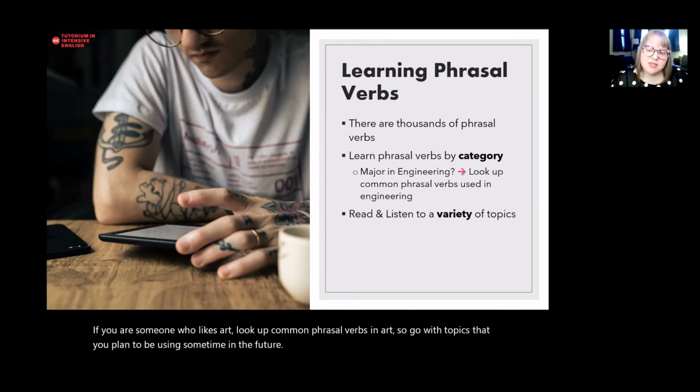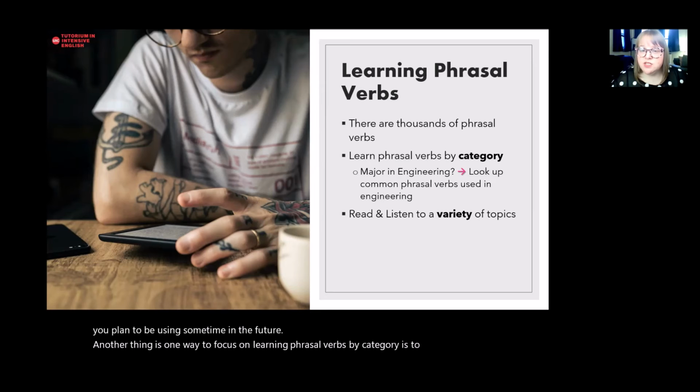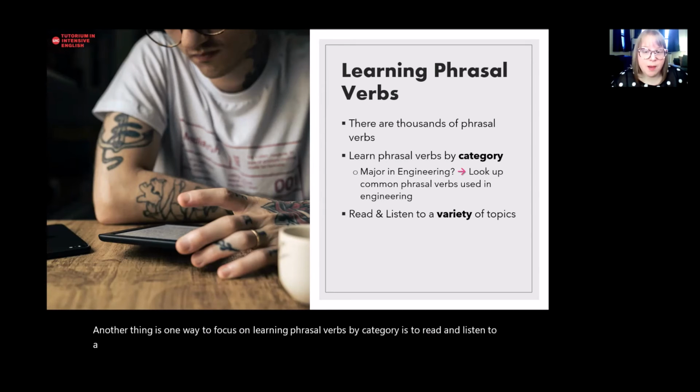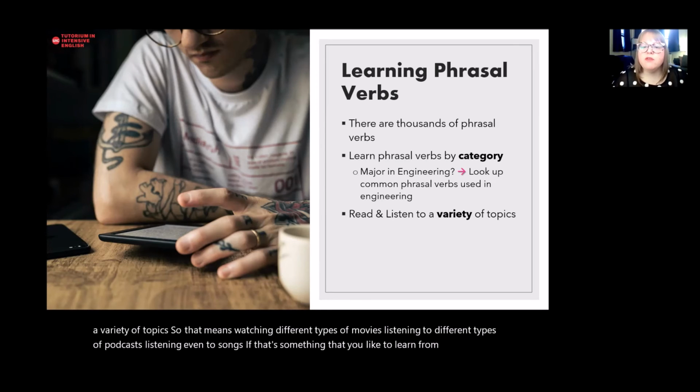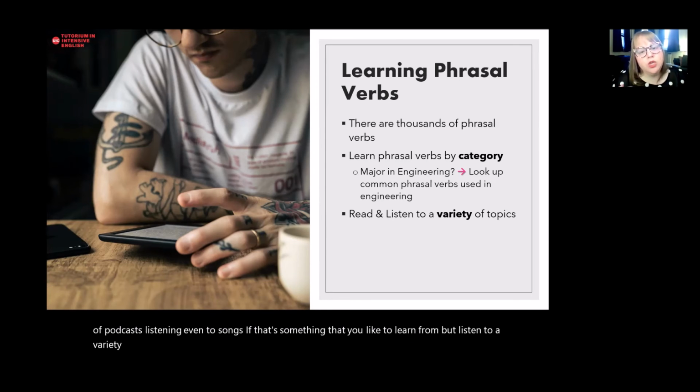Another thing is one way to focus on learning phrasal verbs by category is to read and listen to a variety of topics. So that means watching different types of movies, listening to different types of podcasts, listening even to songs if that's something that you like to learn from. But listen to a variety of those because you will pick up different phrasal verbs from different places.